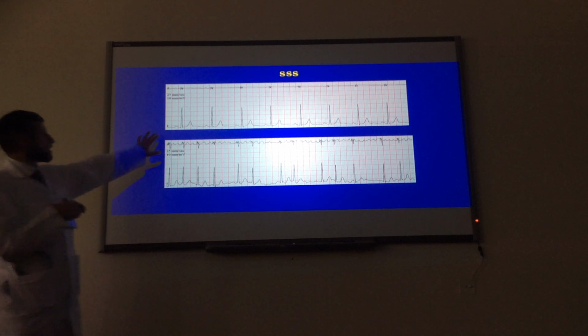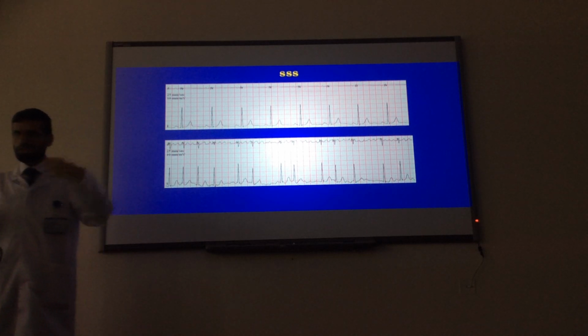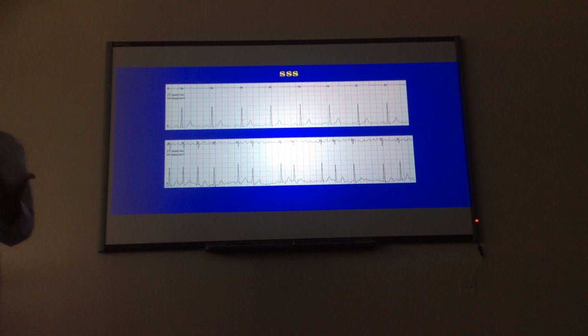And this is a modified lead. I'll show you an example at the end. It is not the same as a 12-lead ECG. We'll put it in specific places, but it is called modified leads. So we have 2 leads at least to monitor.